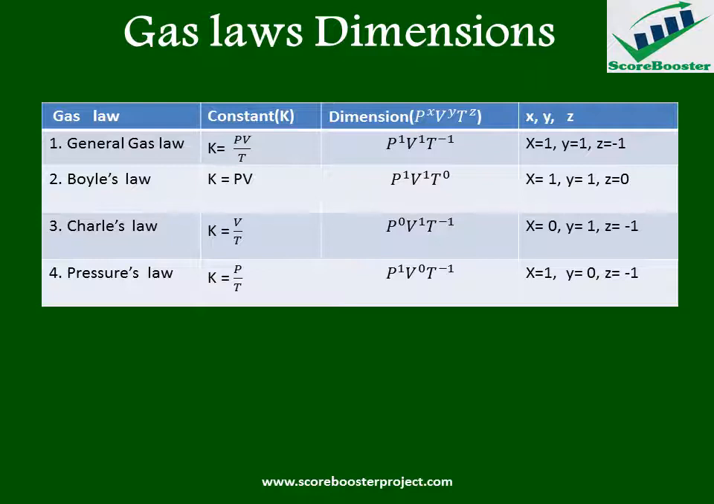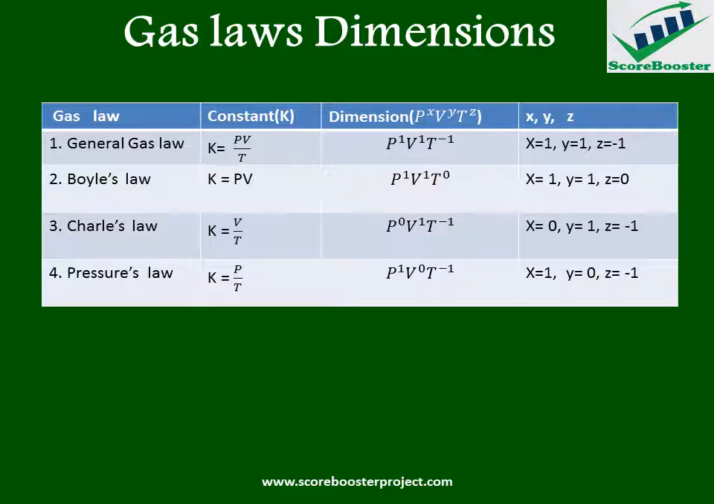So, the dimension for the general gas equation can be given as P raised to power 1, V raised to power 1, T raised to power minus 1, making the value of X, Y, Z to be, our X to be 1. So if we compare this with the general dimension, then we have X equals 1, Y equals 1, Z equals minus 1. Now the second one we shall be discussing here is Boyle's law.